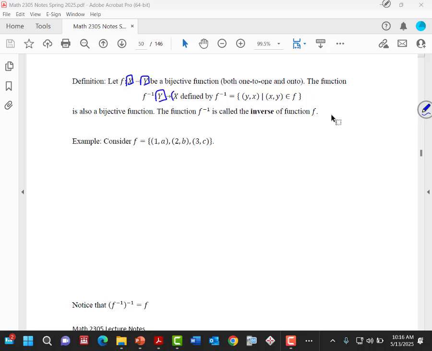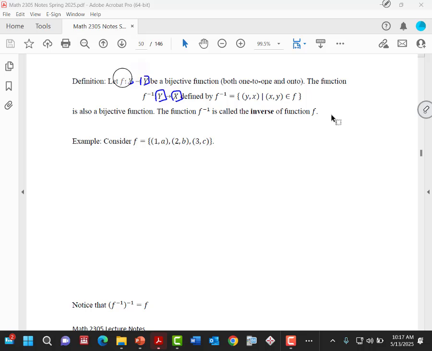Notice what I did: I took the original function f and swapped the domain with the codomain. Where f mapped x to y, f inverse maps y to x, defined by f inverse equals the set of (y, x) such that (x, y) is a member of the function. This is also a bijective function, and we call it the inverse of f.